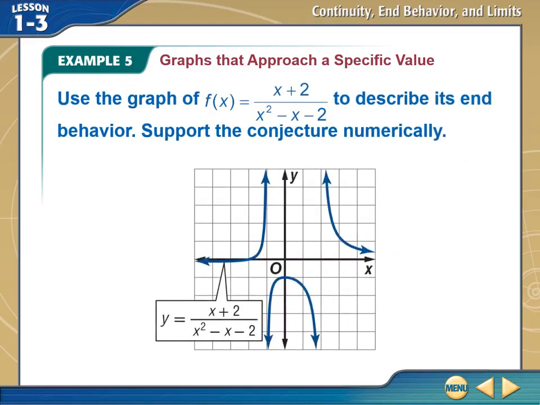Example 5 says graphs that approach a specific value. Use the graph of f of x to describe its end behavior. Support the conjecture again numerically. So what will we do? We will look as x approaches infinity and as x approaches negative infinity.